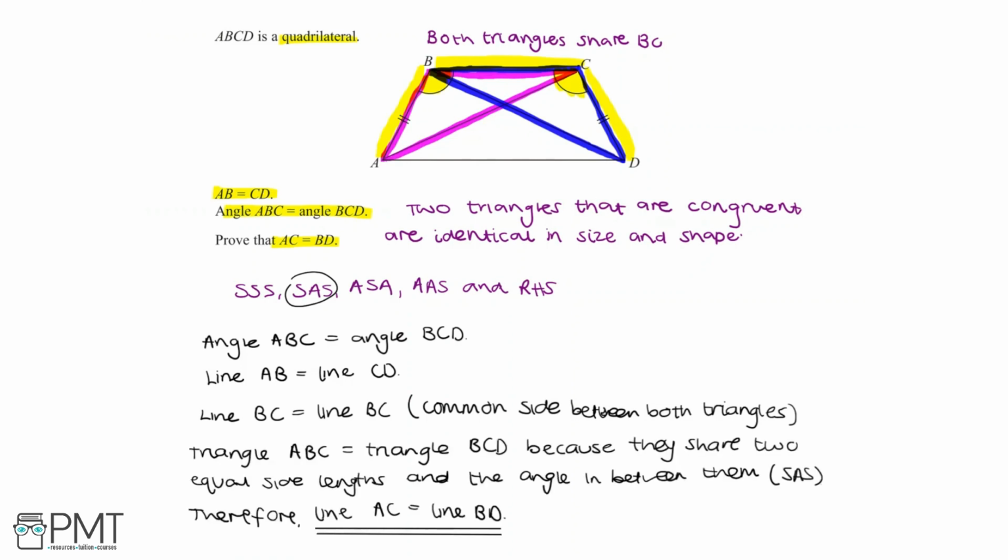This question is worth 4 marks. And so the 4 statements that we wrote down will be where those 4 marks are allocated. We'll get the first mark for stating the first link, that angle ABC and angle BCD are equal. The second mark will be for stating the second link between the triangles, that line AB is equal to line CD. The third mark is for stating the third link, which is that they share a common side, which is line BC. And finally, that fourth mark is for that conclusive statement, saying that triangle ABC and triangle BCD are congruent because they share SAS, and therefore line AC is equal to line BD.